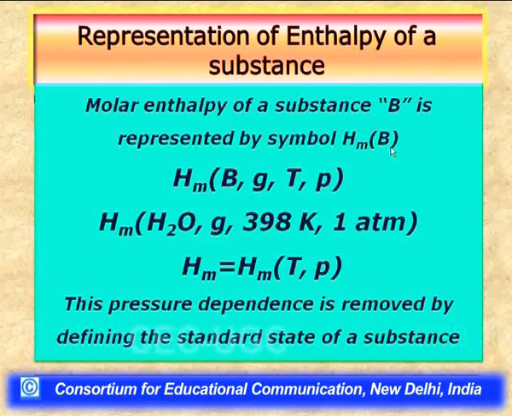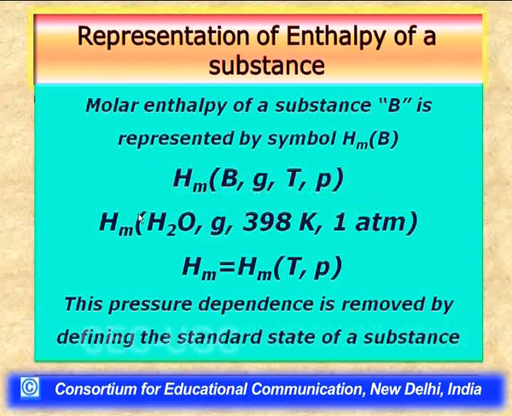Not only do we describe the name of the substance, but it is also important to give other physical characteristics of the substance. That is, we need to specify the physical state of the substance which is present in the system. Moreover, we need to specify the temperature of the system as well as the pressure of the system. Then it becomes the complete description of molar enthalpy in the symbolic representation.